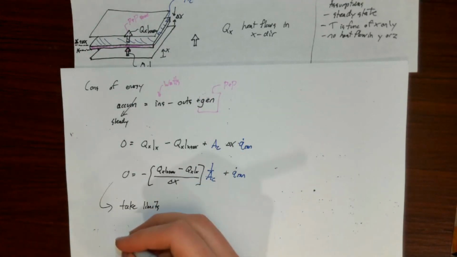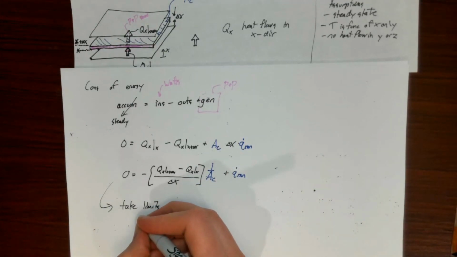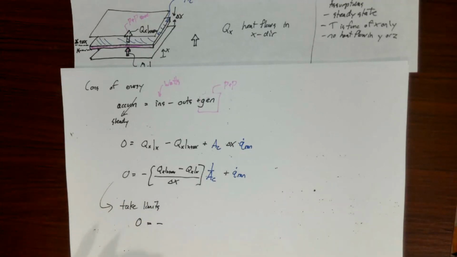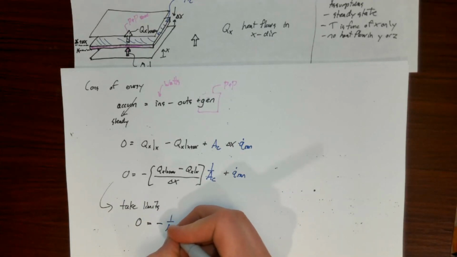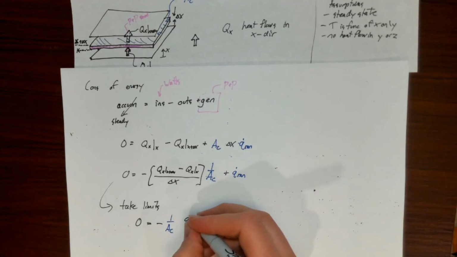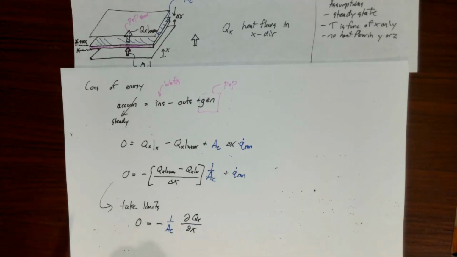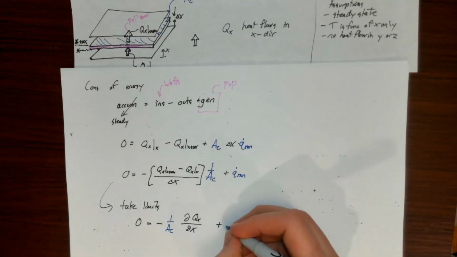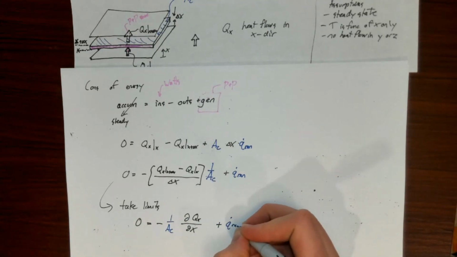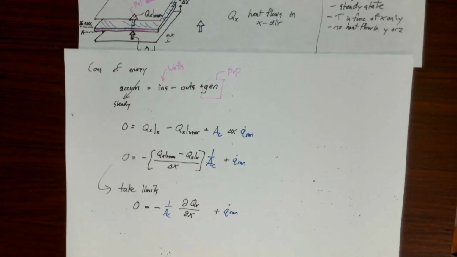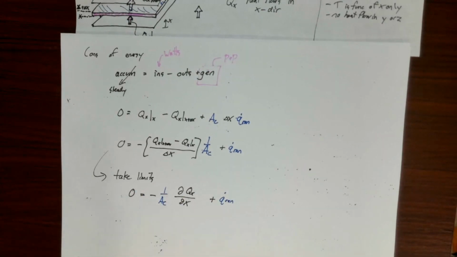And so what am I left with? I'm left with minus, I guess I'll have my 1 over AC, and this would be dqx dx plus my Q dot of my reaction as well. So I have a differential equation.